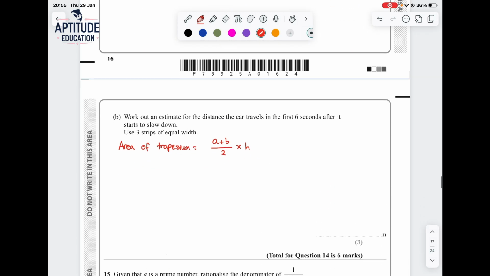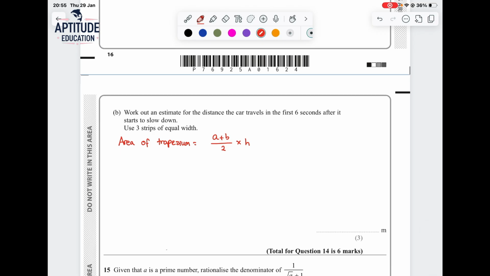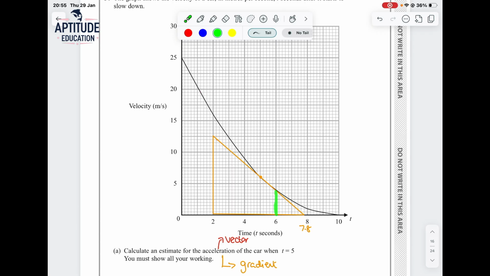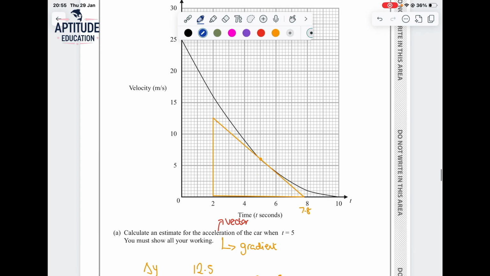Okay, and then for part B, it says work out an estimate for the distance the car travels in the first 6 seconds after it starts to slow down. Use 3 strips of equal width. So it gives you how many strips you should use, and it's 3 strips. If we look back at the graph, for the first 6 seconds we want to use 3 strips. So 6 divided by 3 means that every strip should have a width of 2. If I just quickly draw this, that's our first one, then our second one, then our third one. So we have strip 1, strip 2, strip 3.